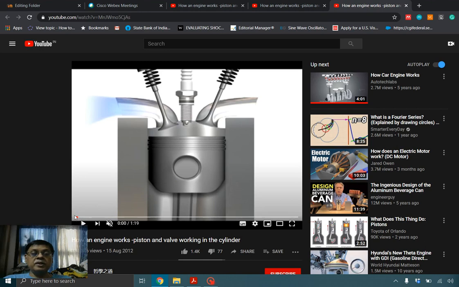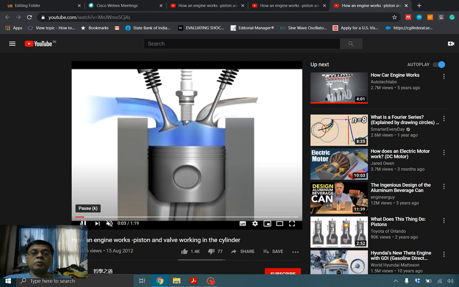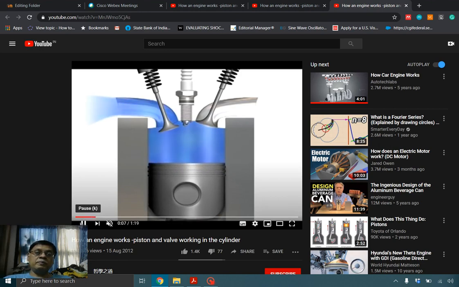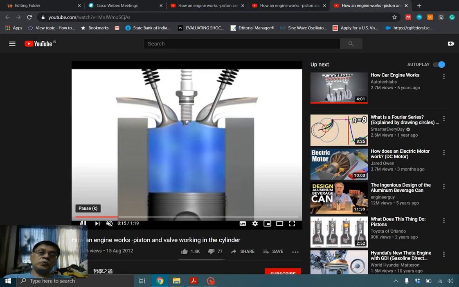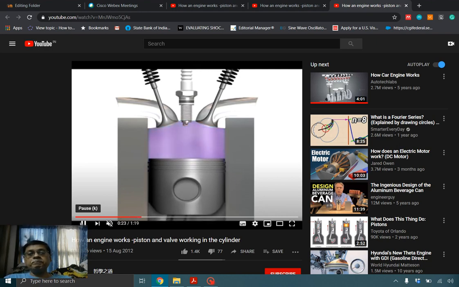You can see right at the beginning of the video, it starts to open and quickly reaches an open position, remains there for a substantially long period of time, and towards the end of the downward stroke of the piston, it starts to close. Now it is closed, and it will remain closed for the rest of the cycle. As you can see now, the piston is moving up and compressing the gas.